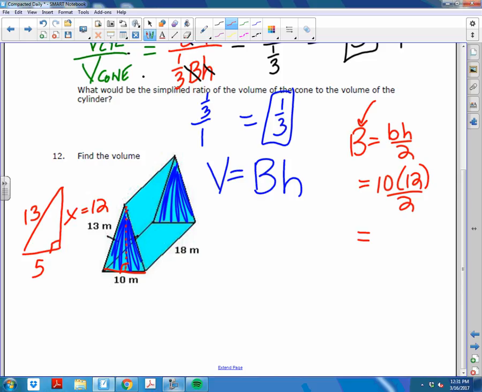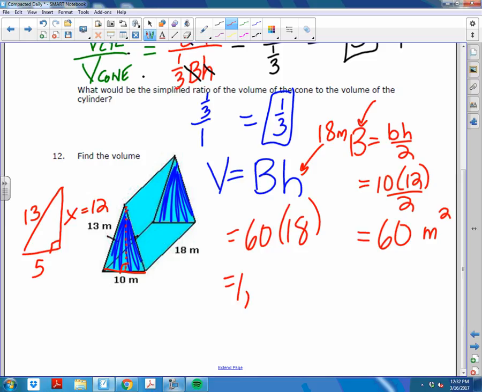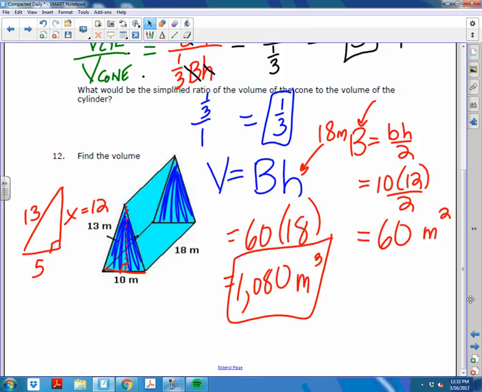Area of the base. So I end up with 10 times 12, which is 120, divided by 2. The area of the base is 60 square meters. And the distance between the bases is 18 meters. So you end up doing 60 times 18, which is 1,080 cubic meters, because it's volume. Make certain you know how to do that. Okay?